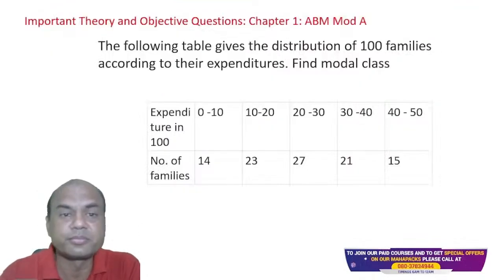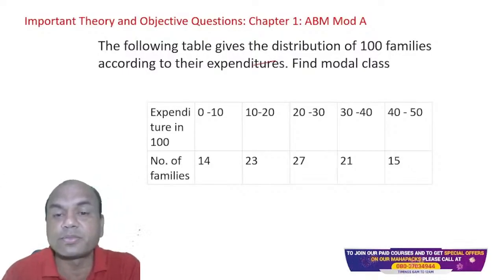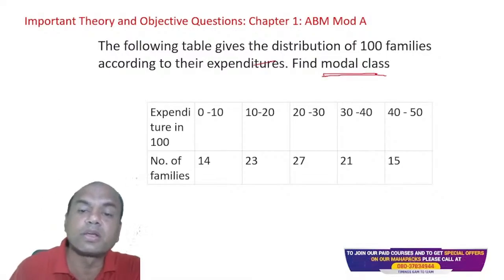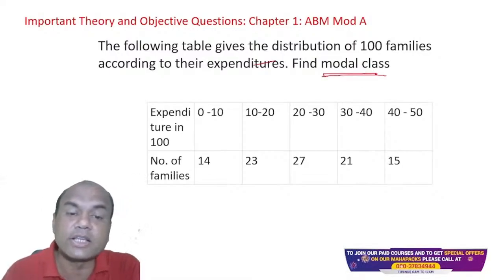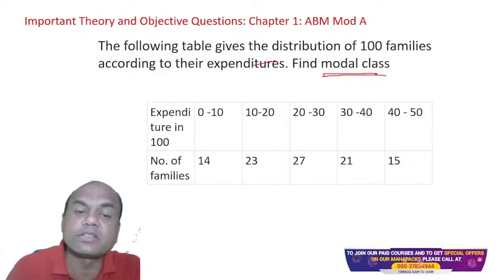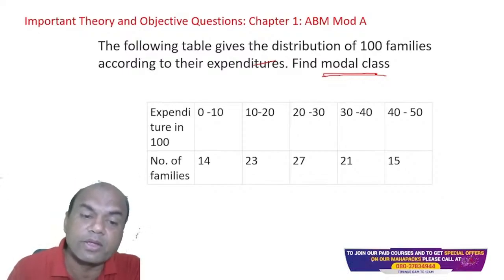The following table gives the distribution of 100 families according to their expenditures. Find the model class. We want the mode over here. This is the expenditure: 0 to 10, 10 to 20, 20 to 30 and so on. And this is the number of families. Which is the frequency over here? The number of families means how many families are having the expenditure between 0 and 10. So this becomes the frequency.